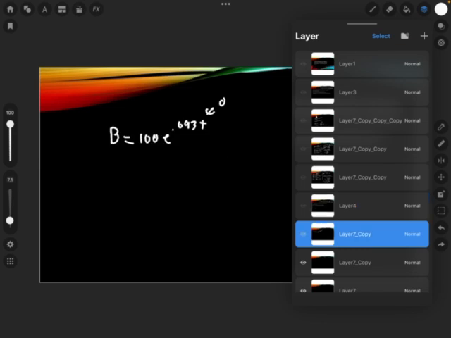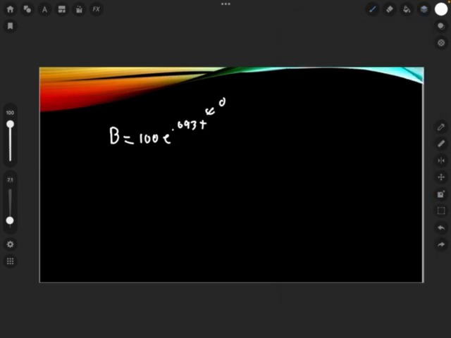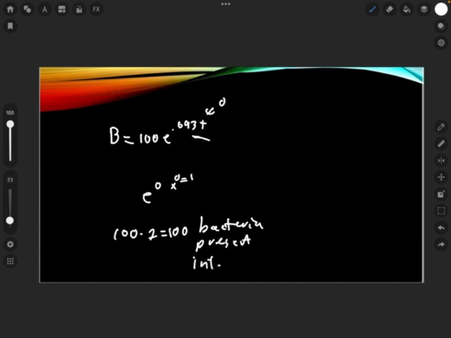And since we're putting in 0, this becomes e to the 0, because we're just multiplying these two here. Anything to the 0 power equals 1. So we can do 100 multiplied by 1 equals 100, which is how many bacteria were present initially. So that's how we do it.